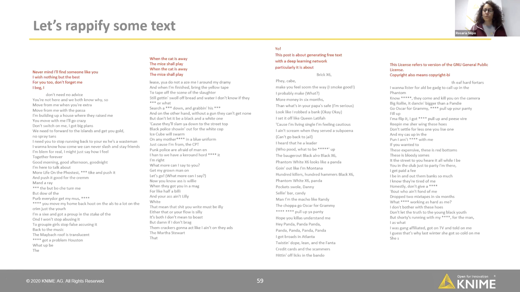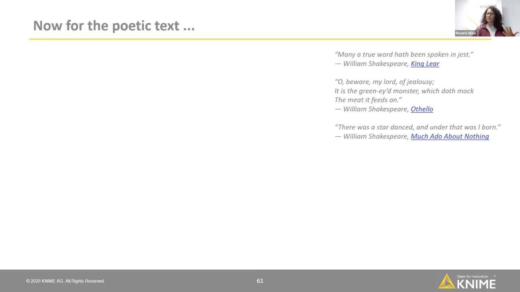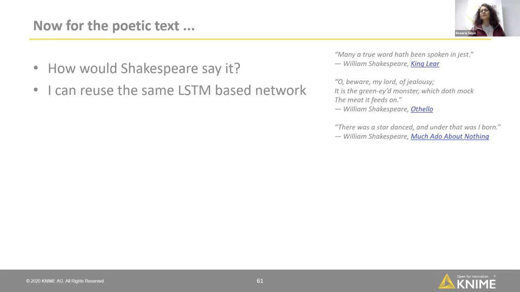Okay. And now let's talk about Shakespearean text. Let's try to be more polite and gentle. So here, in this case, I want to use the Shakespearean style. The problem is exactly the same as the generation of the rap songs. I have some training set with texts. I want to teach an LSTM-based network to predict similar text to the one that is in the training set. And so besides the material of the training set being different, the problem is exactly the same. It's a free text generation problem.